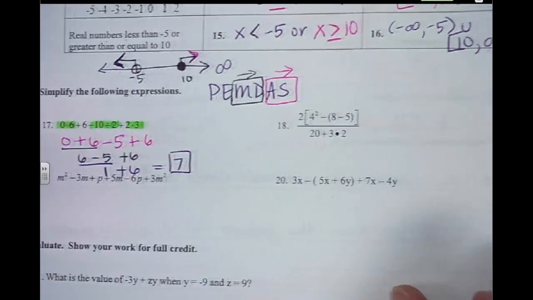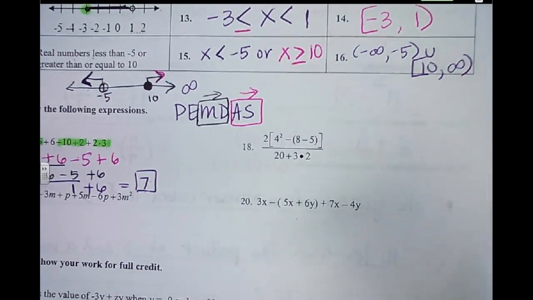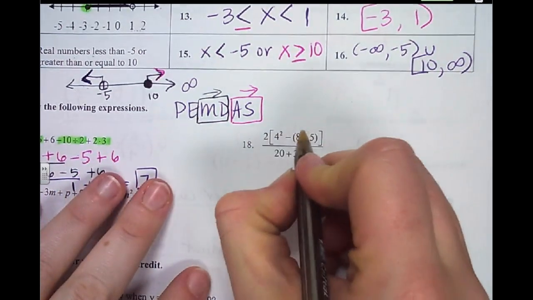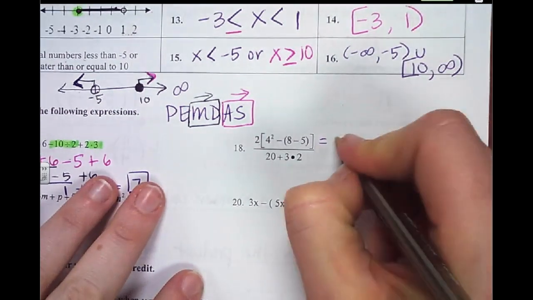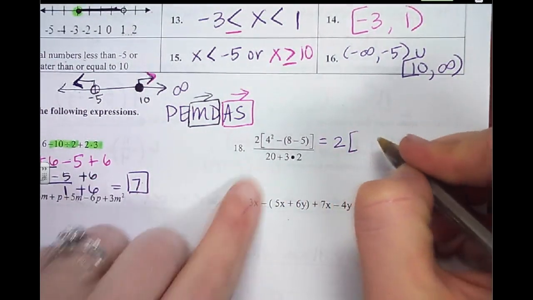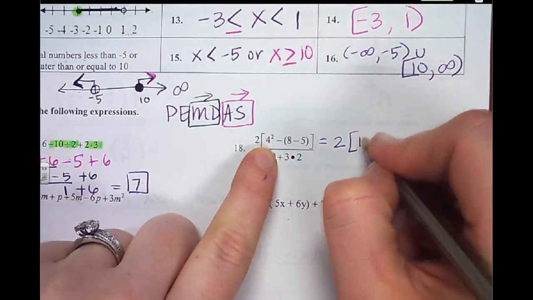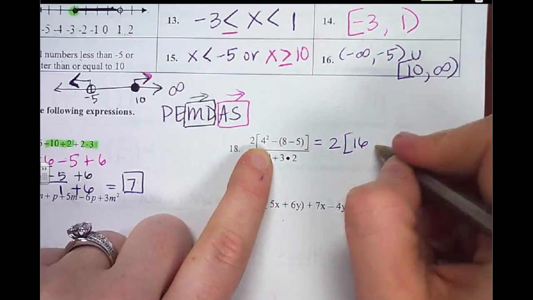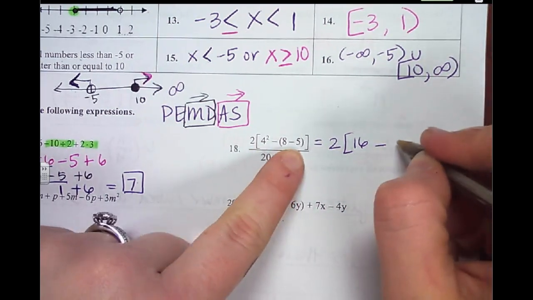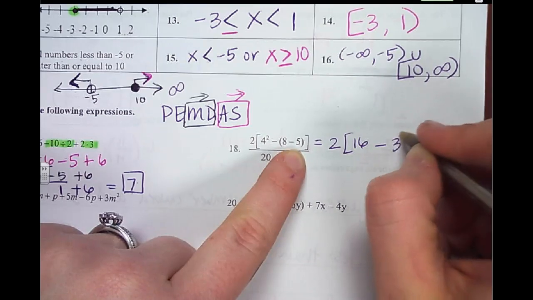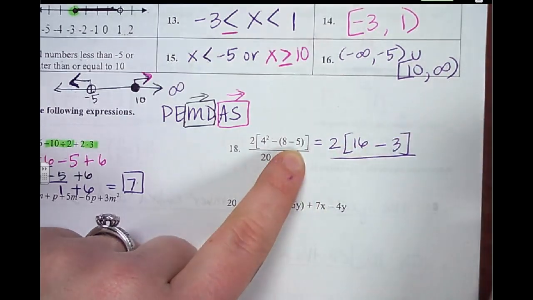Okay, number 18. So PEMDAS. Parentheses first. So I have this set on the inside here. So I'm going to do 2 bracket. I'm going to go ahead and do that 4 squared, which is 16, minus, and then in the parentheses, 8 minus 5 is 3. So now I'm going to take it out of the parentheses.